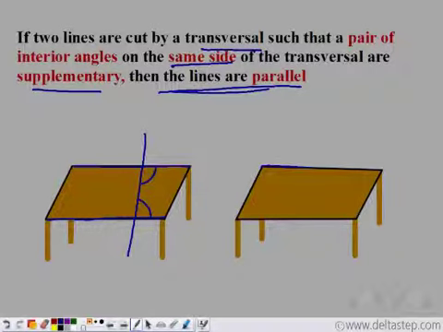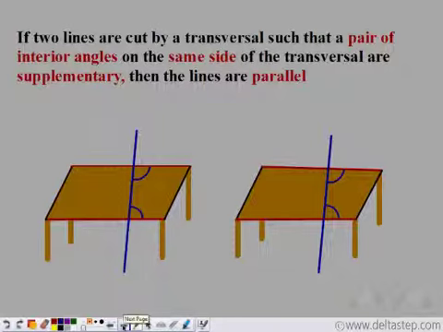Similarly, in this case, we have these two lines. We draw a transversal. This and this form a pair of interior angles on the same side of the transversal. If these two are supplementary, then these two lines will be parallel. If these two are not supplementary, then these two lines will not be parallel. So we need to check for these angles. Now we need to measure them using a protractor.